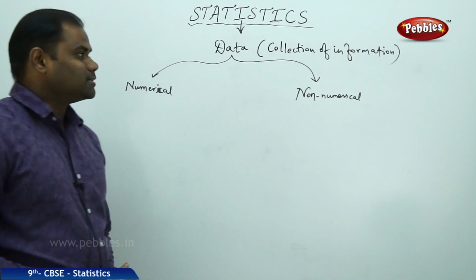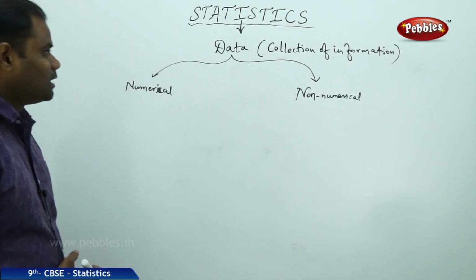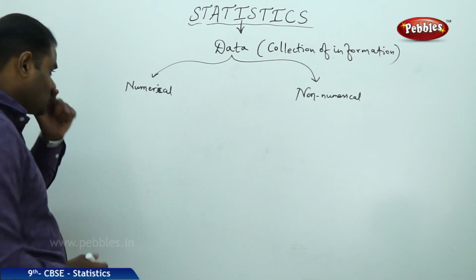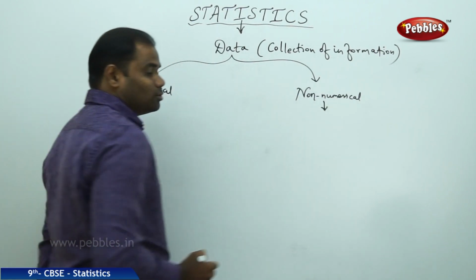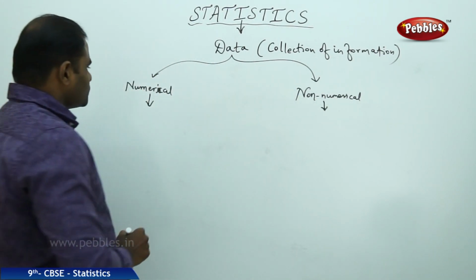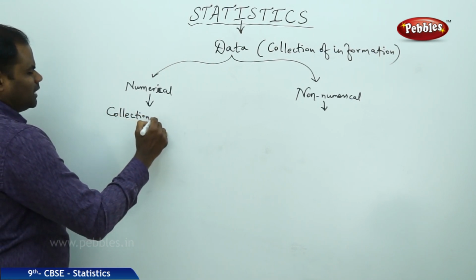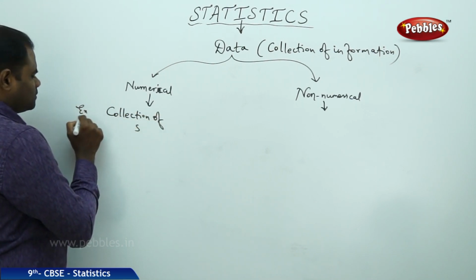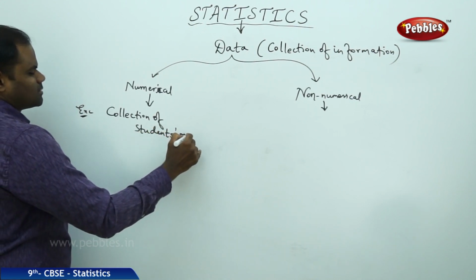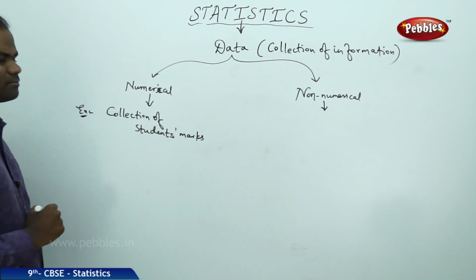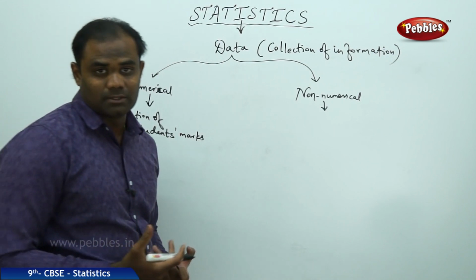In mathematics, data is defined as collection of information. And the collection of information can be of two types. One is numerical and the other is non-numerical. For example, collection of students' marks is numerical data because it involves the numerics or the numbers.